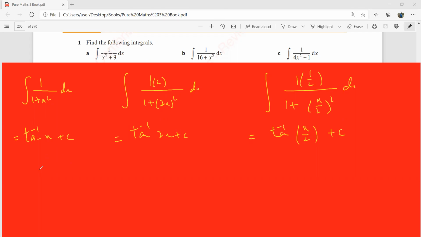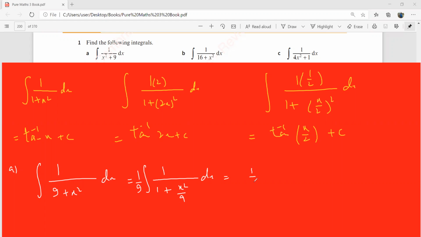If you look at this 1 over x squared plus 9. So first of all, I'll write it as 9 plus x squared. Okay? This becomes 9 plus x squared. Then I have to make this first term 1. So I'll be taking this 9 common from the denominator. So when you take 9 common from here, this becomes 1 plus x squared over 9. Okay? And then you see that this x squared over 9 you have to write as a whole square. So this is the square of x over 3.